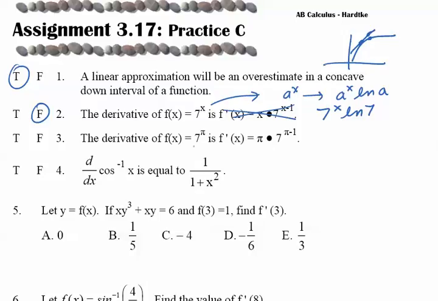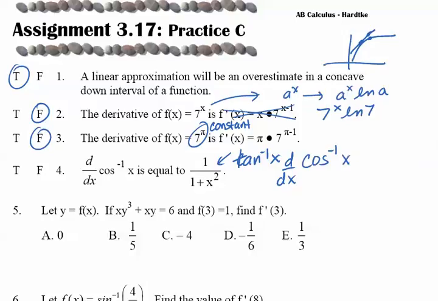The derivative of 7 to the pi, that's the trick question we keep seeing over and over again. That is a constant, so the derivative would be 0, so this is false. The derivative of inverse cosine, nope, this is the derivative of inverse tangent. So it is familiar to us, but it is not the correct one. The derivative of inverse cosine of x is negative 1 over the square root of 1 minus x squared. So that one is also false.